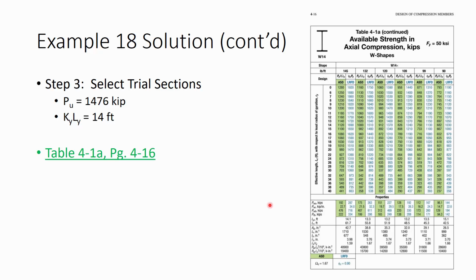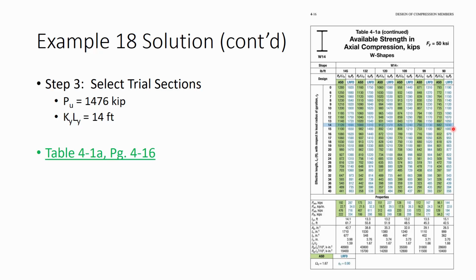So I'm in Table 4-1A. That's on page 4-16. And you start flipping through the W14s to find the first shape that works. Remember, to find the first shape that works, you're starting with this value here, this KL of 14 feet. You can imagine highlighting this row where KL is 14 feet. So you're highlighting that row, and you're finding the first, lightest shape that would safely resist that load.